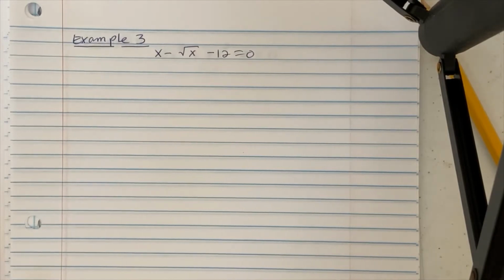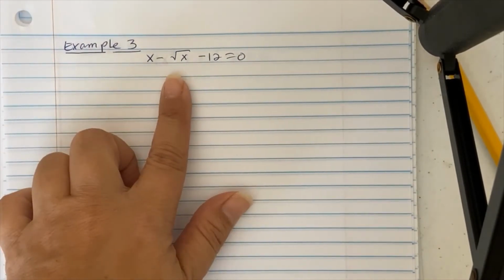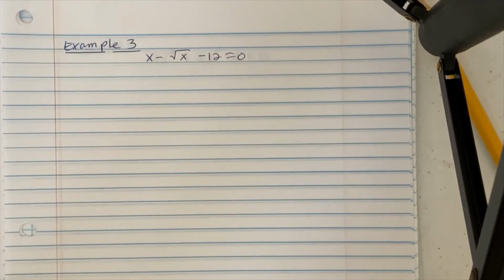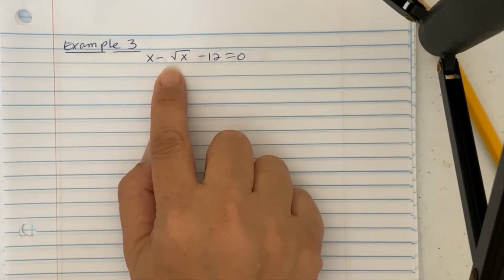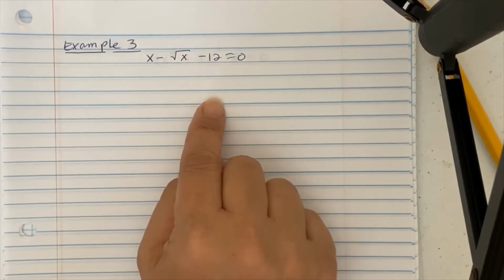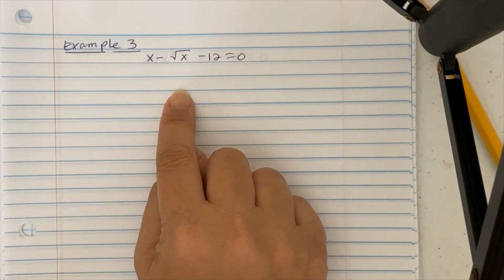Okay, example 3. First thing I notice about this problem, it says x minus the square root of x minus 12 equal to 0. Back in unit 4 and in unit 6 that we finished, anything dealing with radicals, we knew that problems that had even index values, just like this one does, once you find your solution, you need to check it back in the original problem to make sure it works.